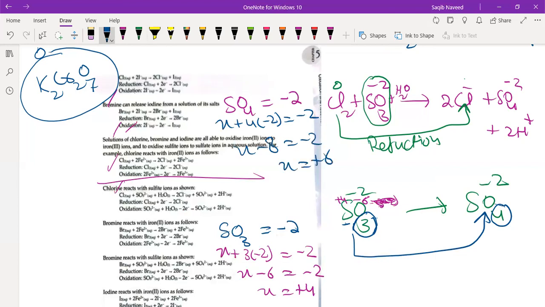So +8. Look at this. This is going to be +6. Here it is -8. So what is changing in the sulfur? Sulfur is changing from +4 to +6. So how many electrons are they losing? 2 electrons. Because when the charge was +4 and it loses 1 electron, the charge would be +5, and then it loses 1 more electron, then the charge will be +6.